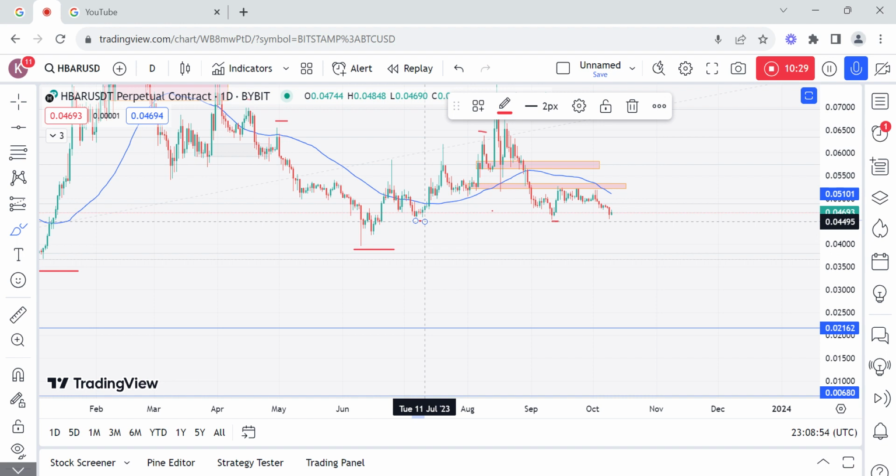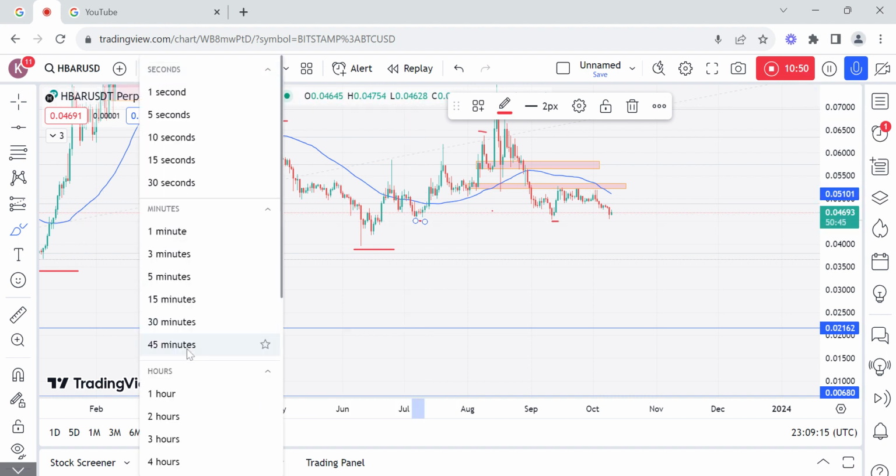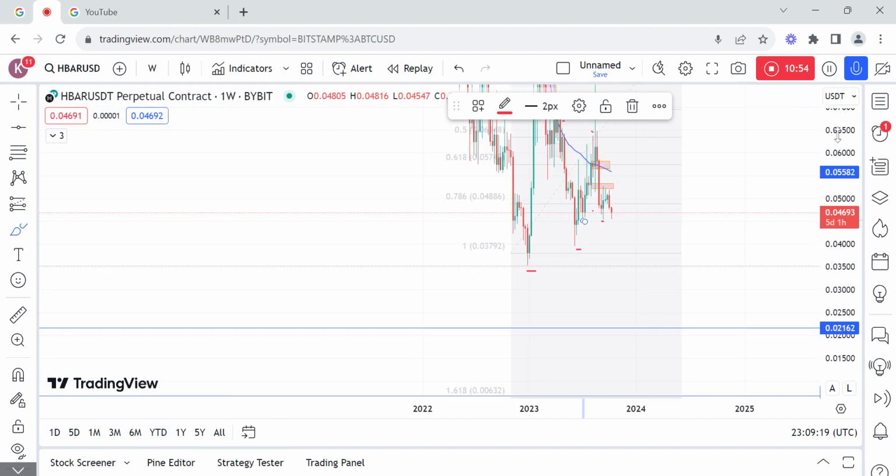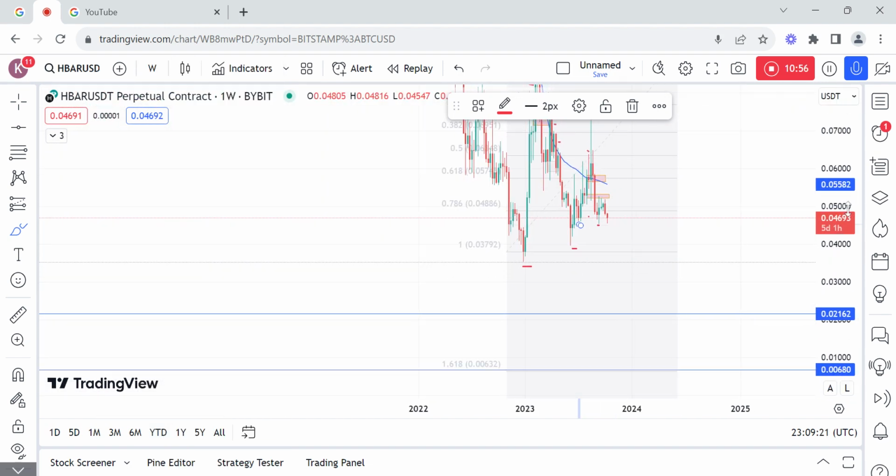Yeah, and my first target for H bar is 0.02162, and then on the extreme, we are likely to see 0.00680 for H bar. Anyway, thanks very much for watching. This is not financial advice, but maybe you can pay attention to it and see how the market plays out.